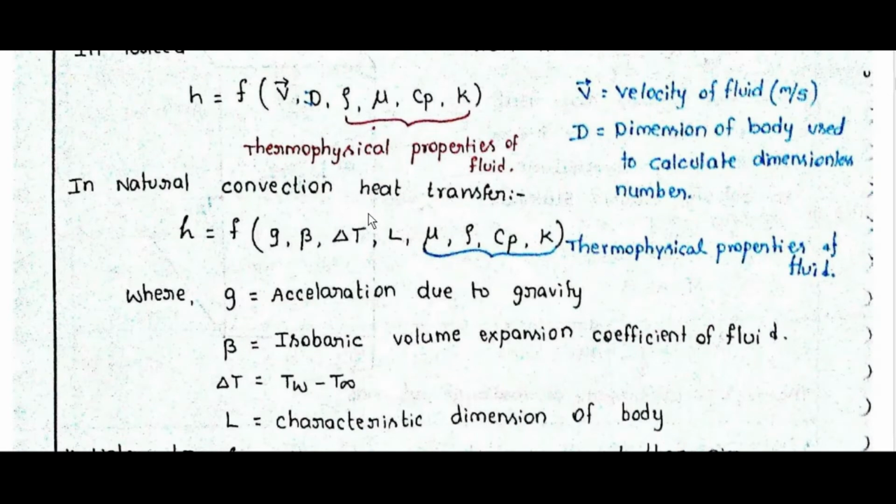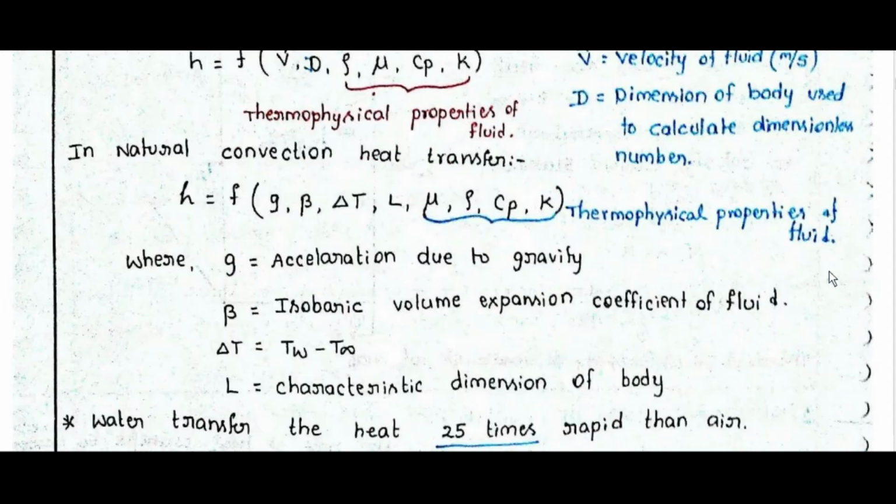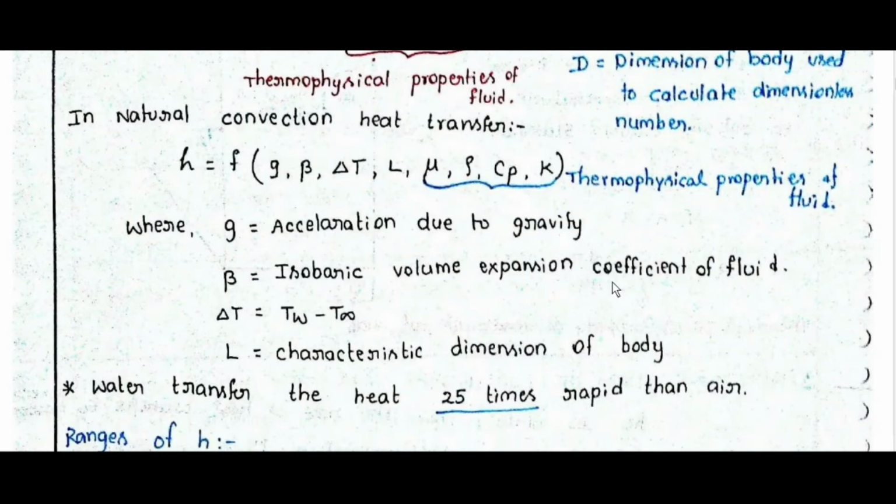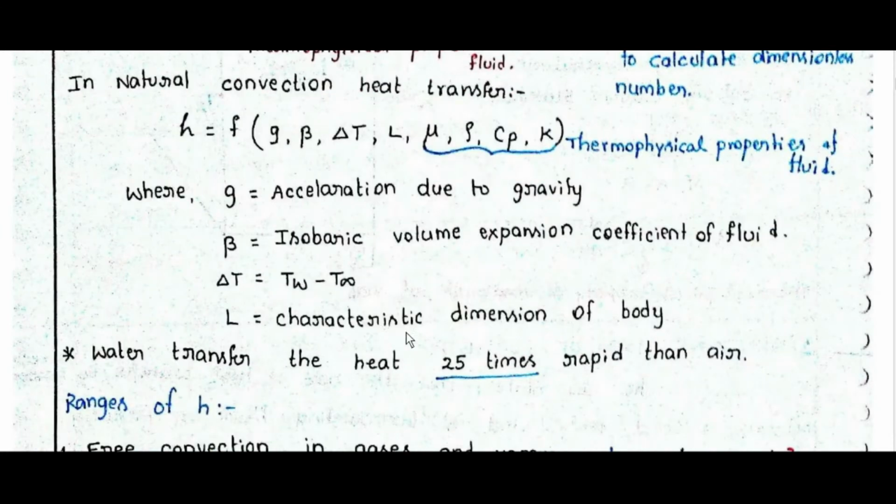In natural convection heat transfer, h is a function of g, beta, delta T, L, mu, rho, Cp, K. Mu, rho, Cp, K are thermophysical properties of the fluid, where g is the acceleration due to gravity, beta is the isobaric volume expansion coefficient of the fluid, delta T is equal to Tw minus T infinity, L is the characteristic dimension of the body. Water transfers heat 25 times more rapidly than air.